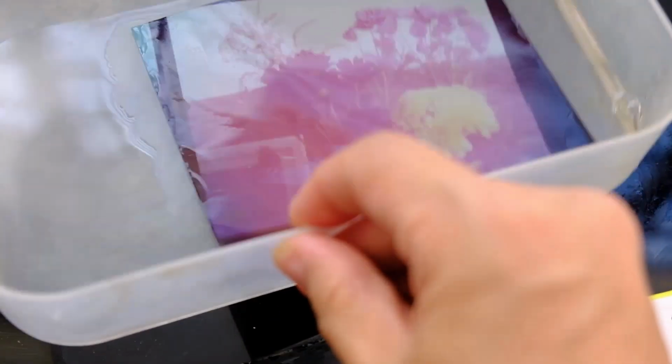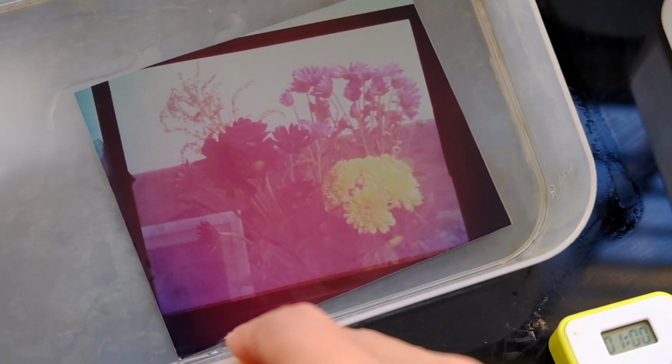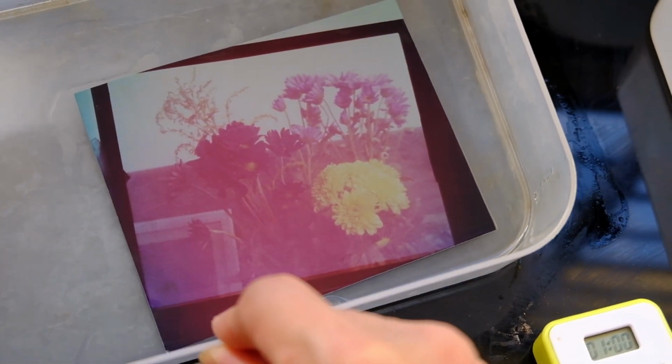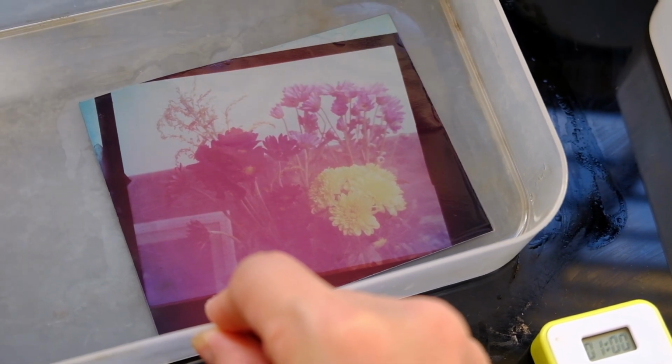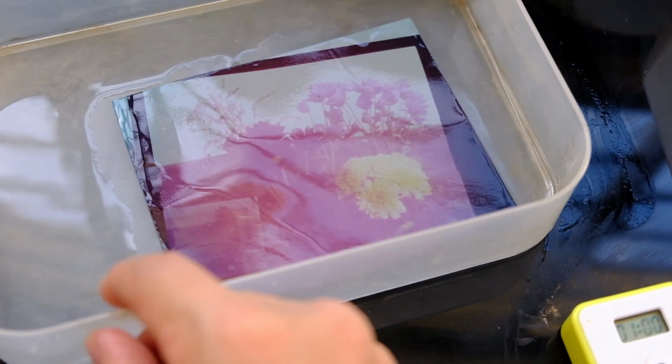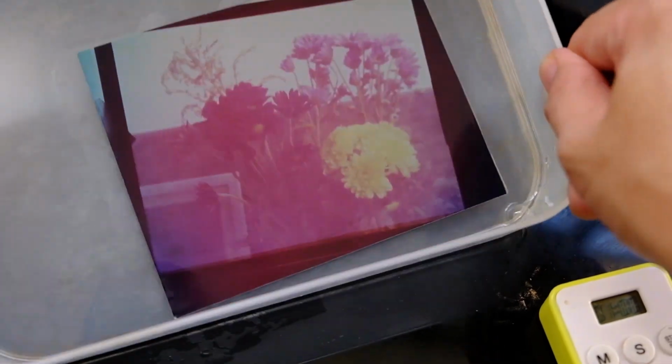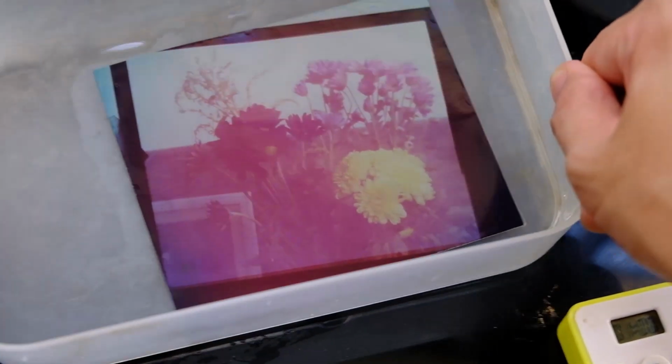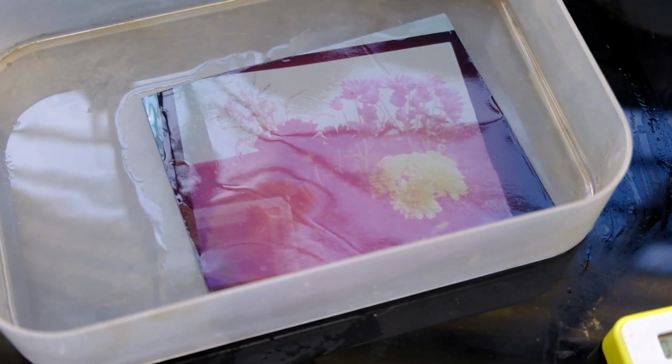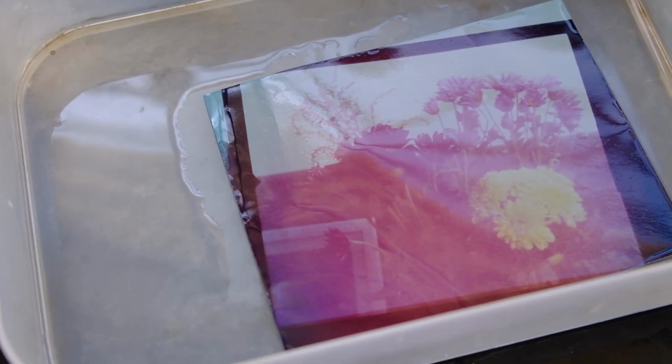Okay, so this is the print after going through the color developer process, and then I'll give it a quick wash, and we are ready to pour in the bleach. Again, this is for about 1 minute, and I will go ahead and pour it in.